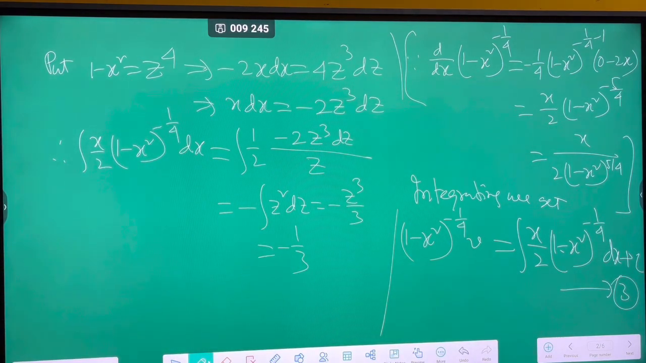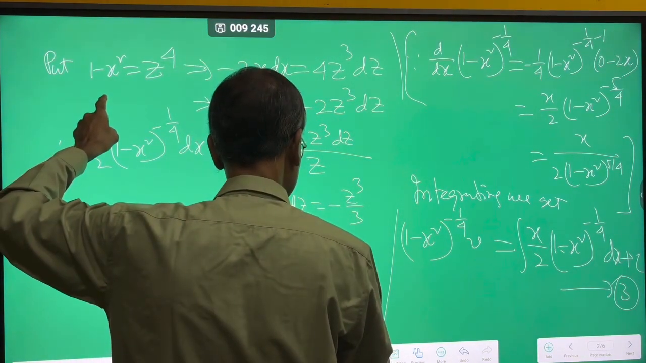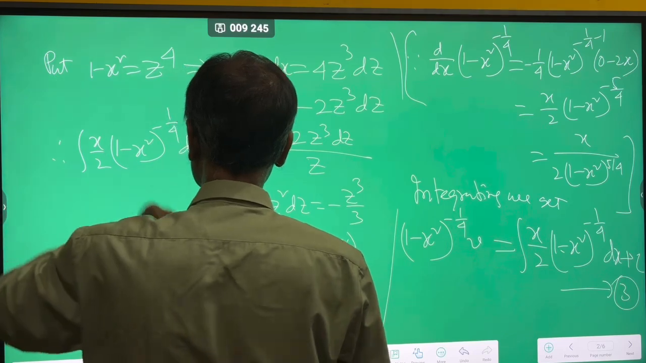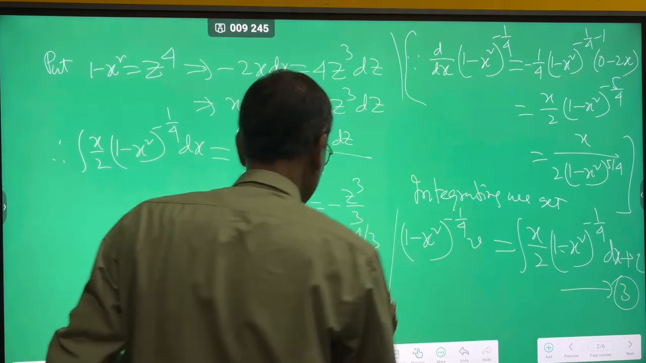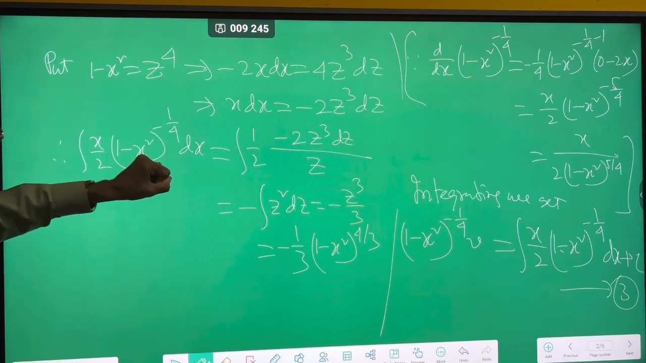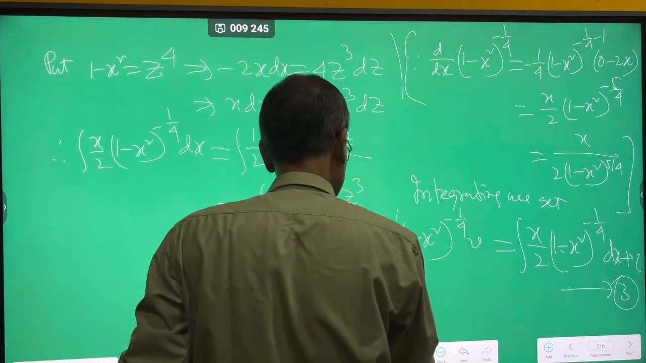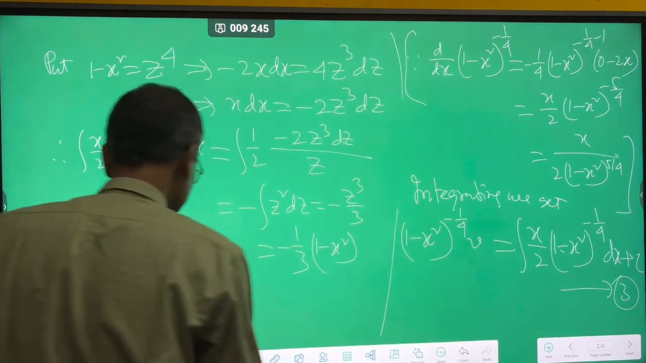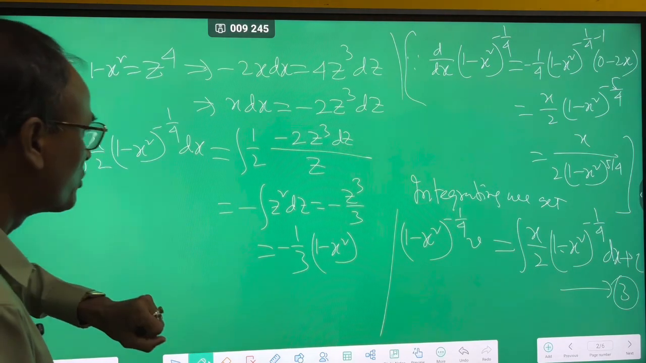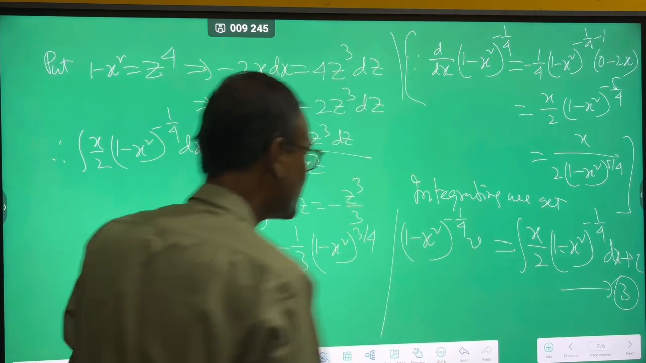What is z cube? z cube, 1 minus x square whole to the power... No, no, not 4 by 3, it will be 3 by 4. Z means 1 minus x square whole to the power 1 by 4. Z cube means whole to the power 3 by 4. This will be 3 by 4.